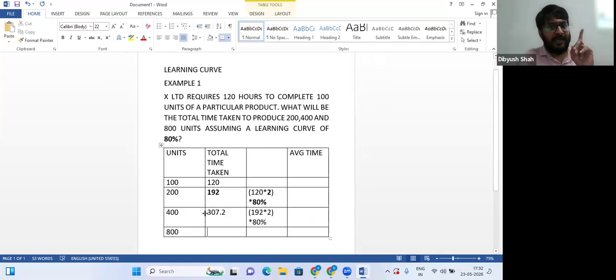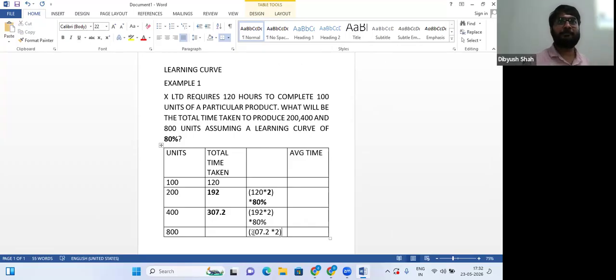Focus again. At each stage, now your 20 centuries are done. Now you are looking for 40 international hundreds. You don't care about 20 anymore. So for 400 units, you took 307.2, and if there is no learning curve, it should take 307.2 into 2. And how I am teaching, same way you should also practice at home.